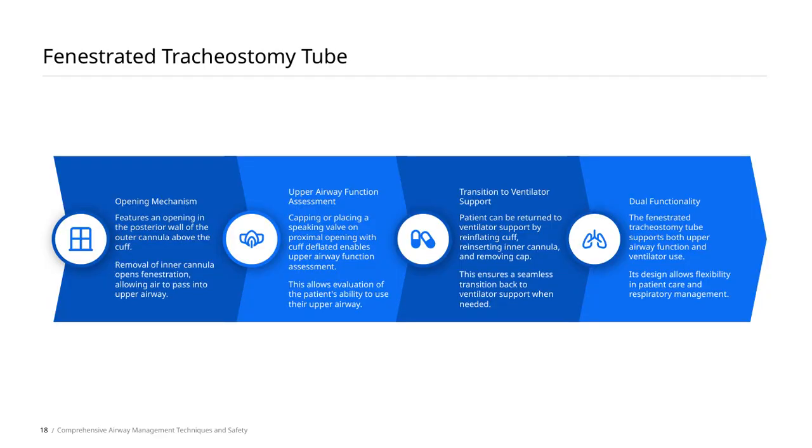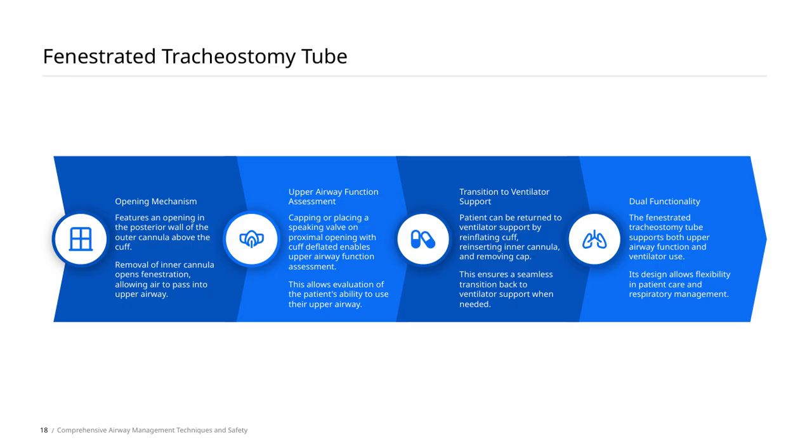Now let's take a closer look at the fenestrated tracheostomy tube. This device is designed to support both upper airway function and ventilator use, making it quite versatile. Its design offers flexibility in patient care and respiratory management, which is crucial in many clinical situations.